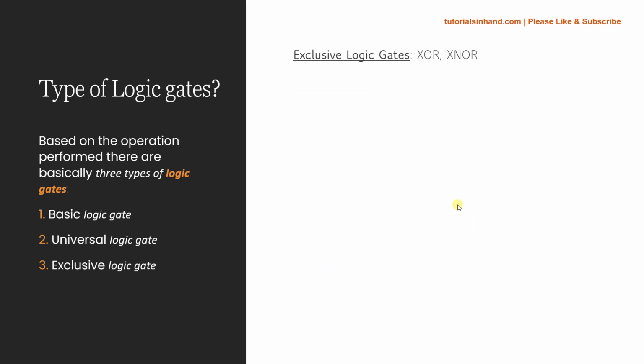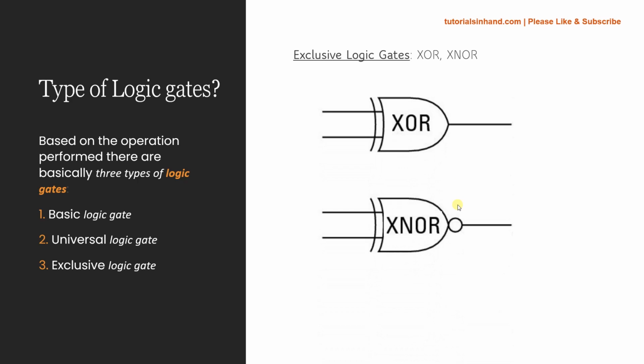Now another one is the exclusive logic gate, which is created in more complex ways, like a combination of the different digital circuits that we have seen, that is the logic gates and universal gates, and then we create the exclusive logic gates such as the XOR gate and XNOR gate.